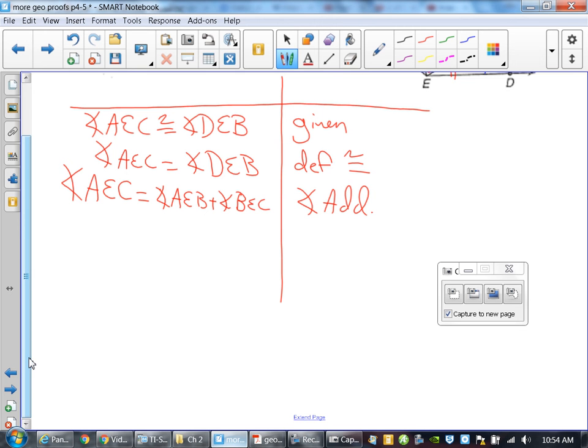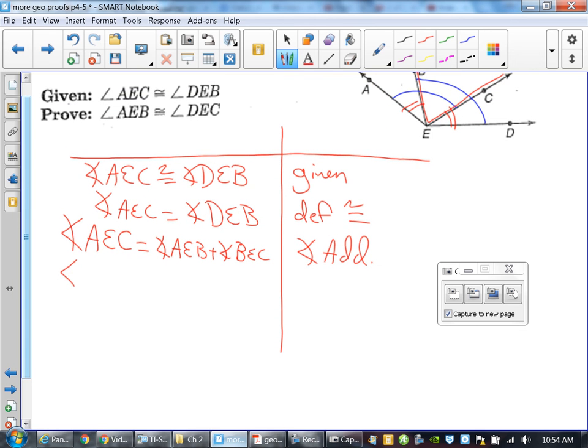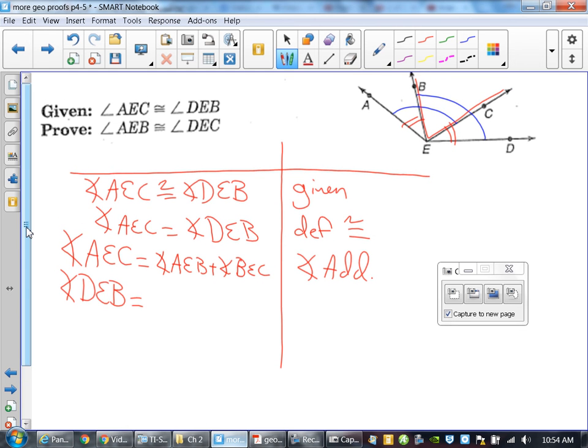So I did that with one of the angles. What do you think I should do with the other big angle? The same thing. I'm going to say that big angle DEB is DEC and BEC. And again, it's an angle addition.